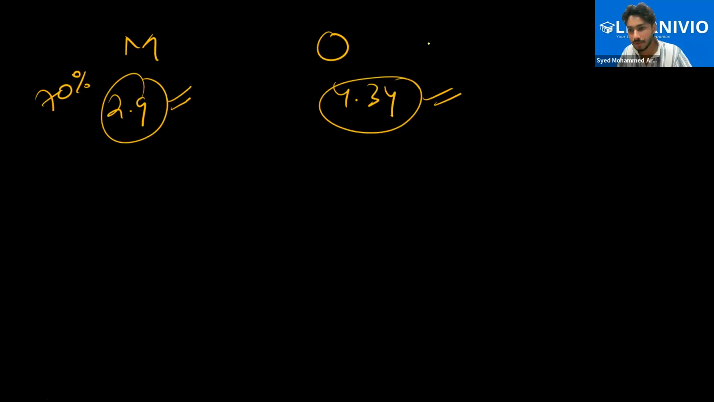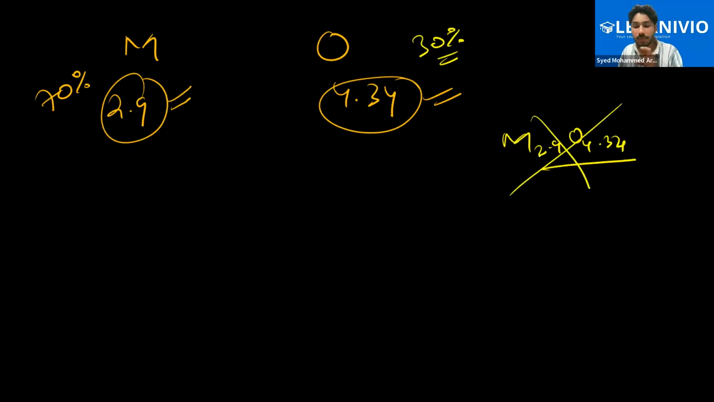30%. Fine. But the question is that I am not able to write this formula like this. This is not my answer. Why? Because metal is never going to be 2.9, or 4.34. It should be a whole number, like M2O4, like M2O3, this type of thing. I should need this. This is not possible because metal should be 1 or 2 or 0. It will never be in a fraction because it is a number.